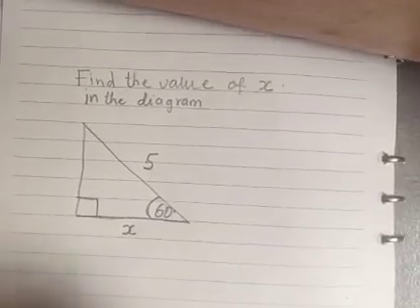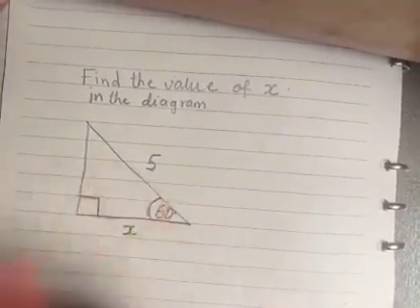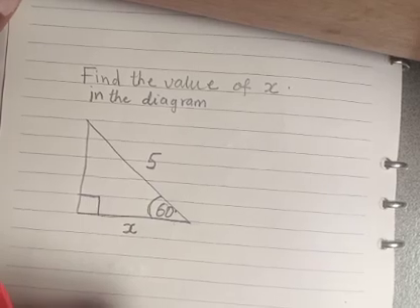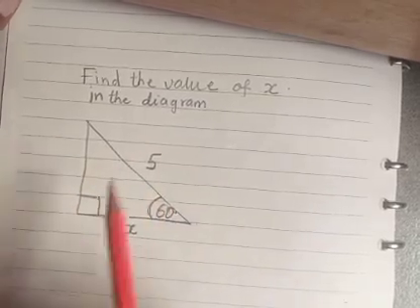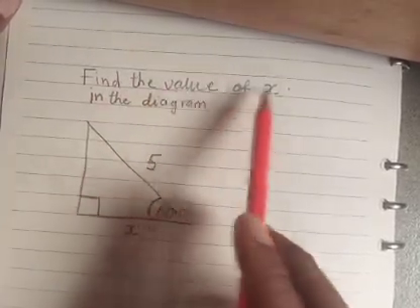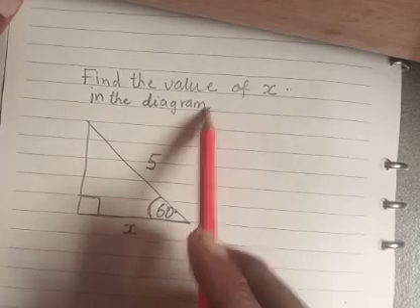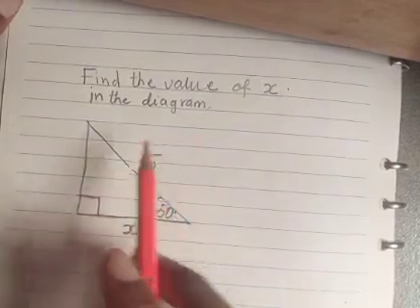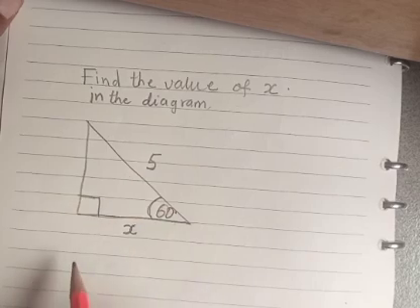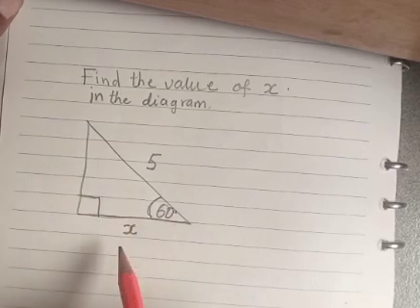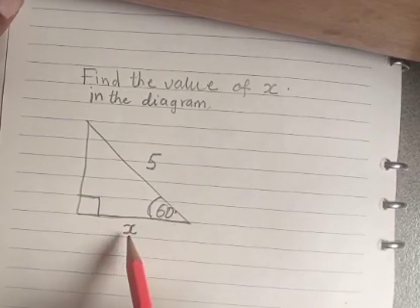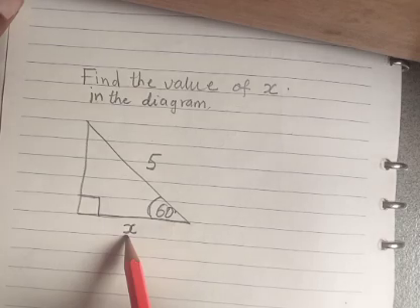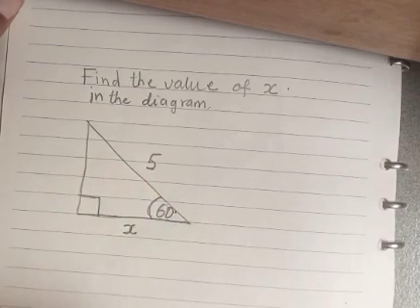Okay, so let's look at this question. Let us now apply the trig ratio in solving problems. So say, find the value of x in the diagram. So this is the diagram, right? Now for us to be able to use the trig ratio, we must compare the side we have to find to the side that is given.